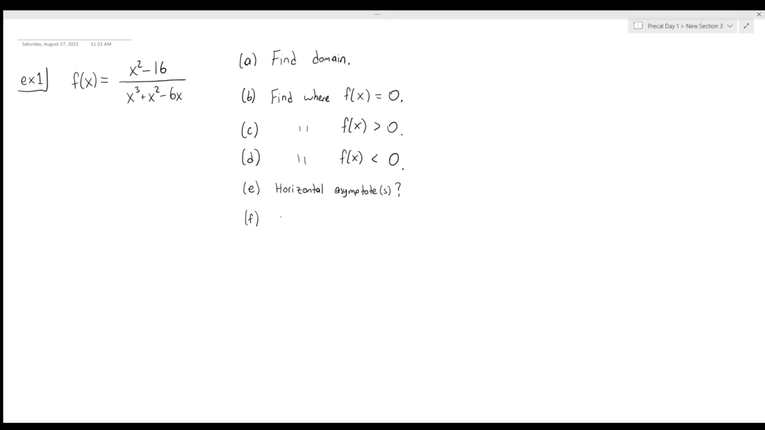All right, and then we'll also consider the vertical asymptotes. So let's look at the domain first. Okay, so to find the domain of a rational function, what should we do in order to figure out what the domain is? Any suggestions?